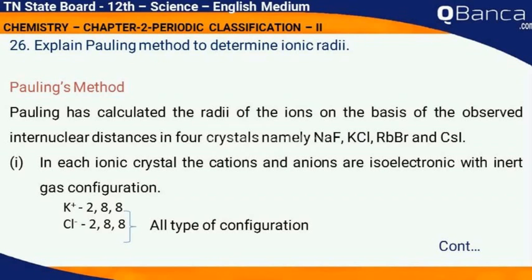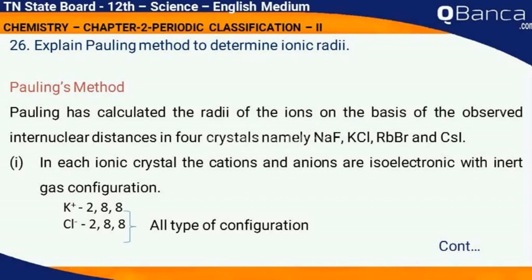Pauling method to determine ionic radii. Pauling has calculated the radii of the ions on the basis of the observed internuclear distance in 4 crystals, namely NaF, KCl, RbBr, and CsI.